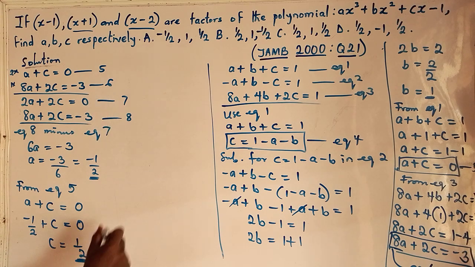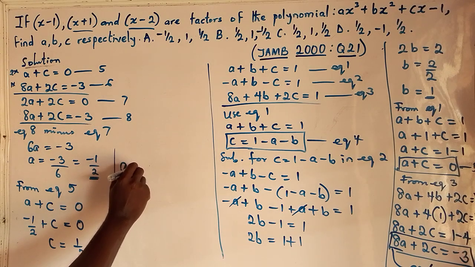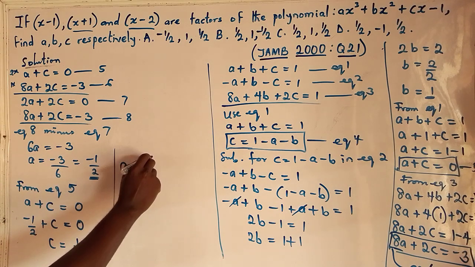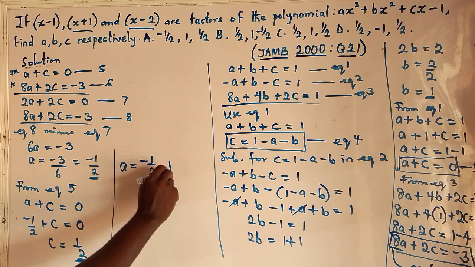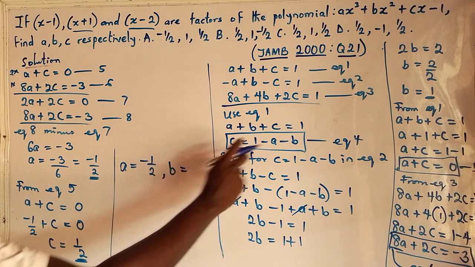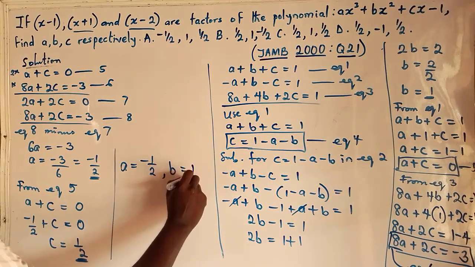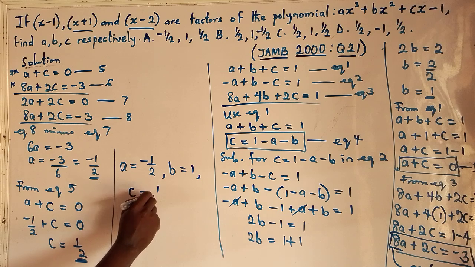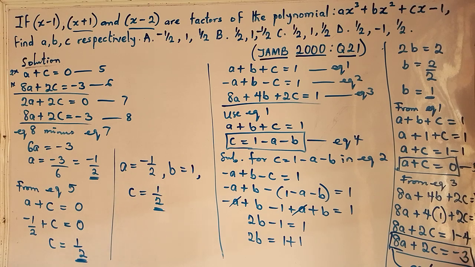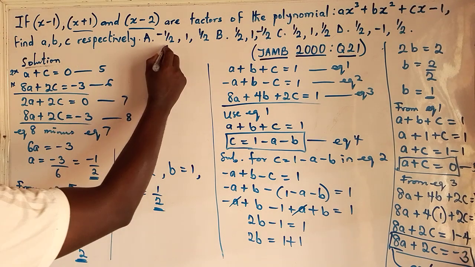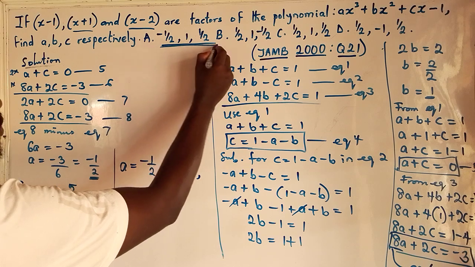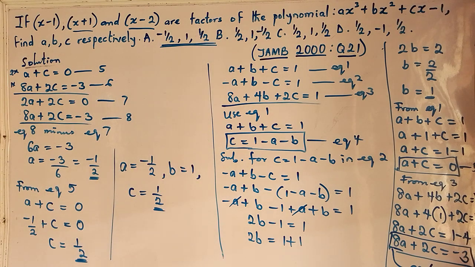So from this method, we're able to get the value of A to be minus 1 over 2. The value of B is equal to 1. This is the value of our B, which is 1. And the value of our C is equal to 1 over 2. That is the correct answer. And we have the answer in option A. That is the correct answer to that.